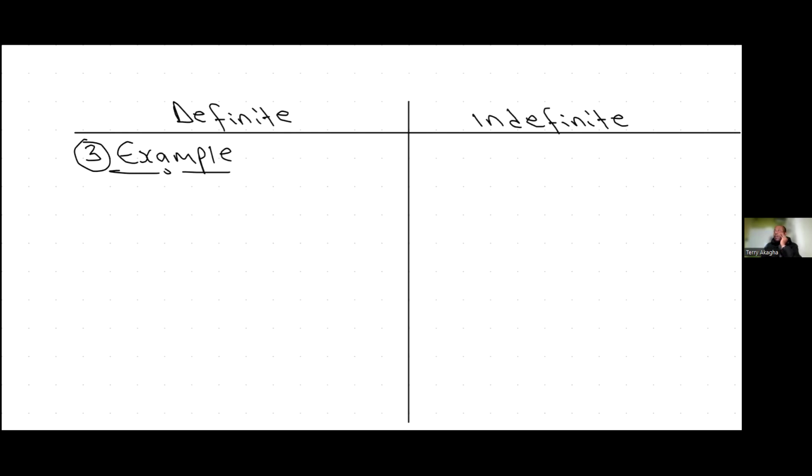So let's say, for example, for a definite, it has an upper limit and a lower limit, and you're told to integrate x squared with respect to x. But for indefinite, you're just told to integrate x squared. Are you seeing it? So this is the difference between both of them.